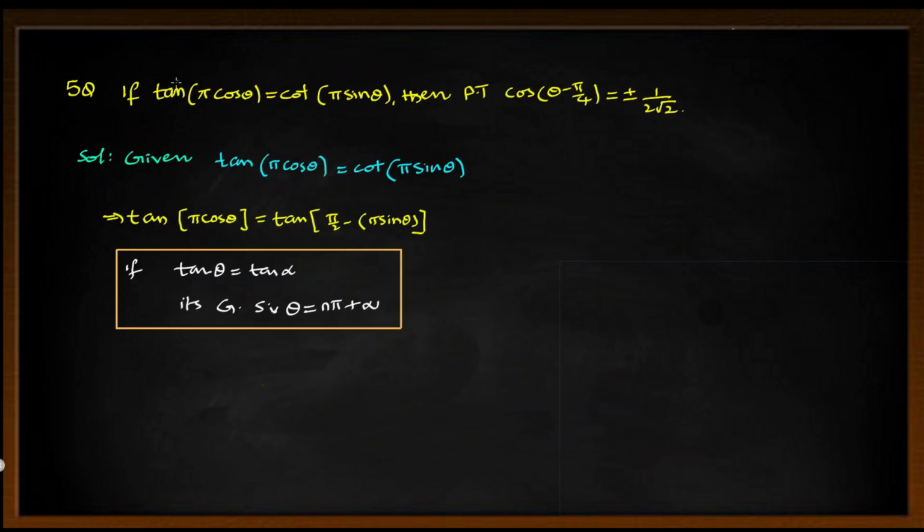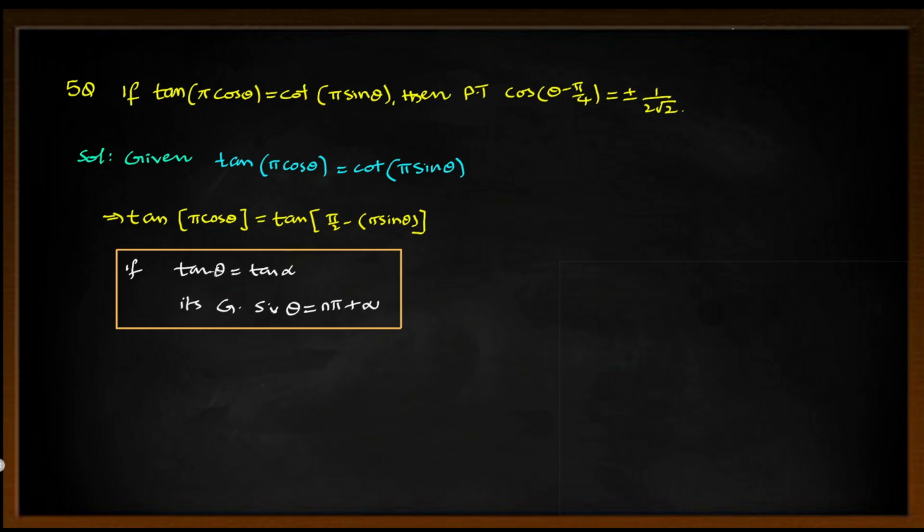Now, fifth problem of method 1. If tan(π cos θ) equals cot(π sin θ), then prove that cos(θ − π/4) equals plus or minus 1 by root 2. First, write down the given: tan(π cos θ) equals cot(π sin θ).